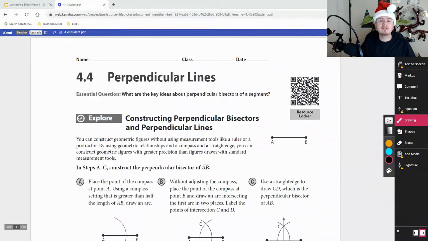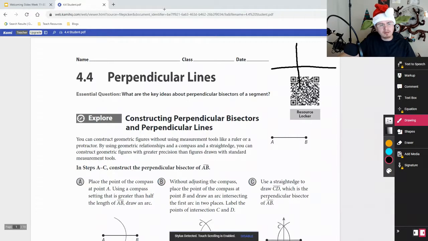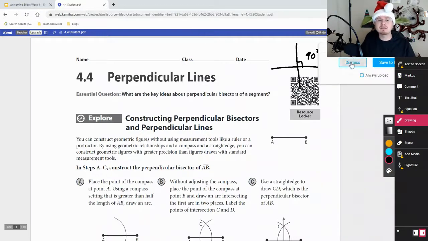Hopefully you have some idea of what a perpendicular line is, but basically perpendicular lines, and this will not look beautiful, meet at a 90-degree angle. So parallel lines run side by side, they're equidistant, they never touch. Perpendicular lines touch once and they cross at a 90-degree angle.